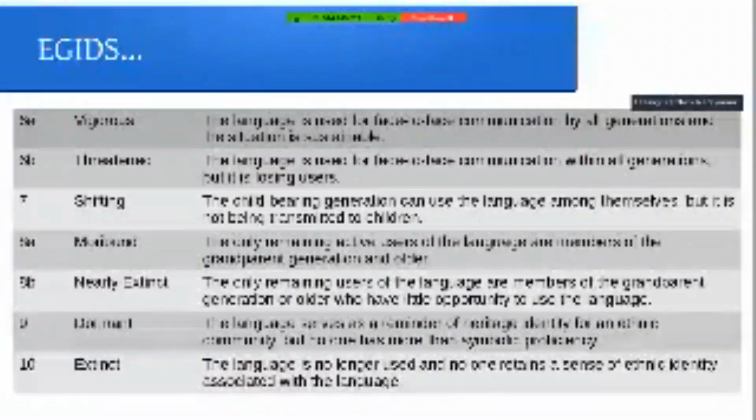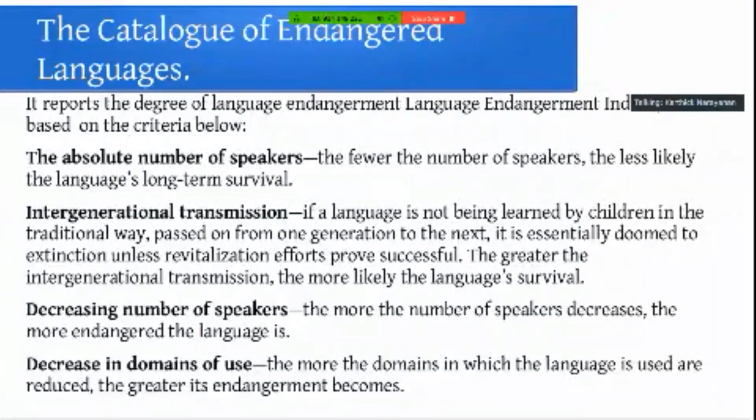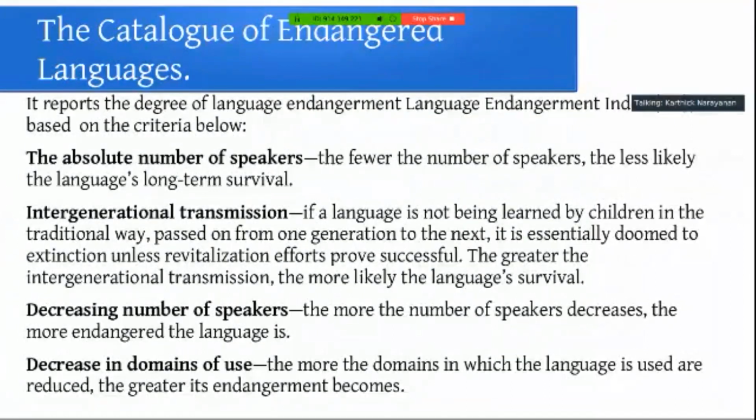Another scale that has recently come into a lot of use is the Catalogue of Endangered Languages. The Catalogue of Endangered Languages is a joint venture between the University of Hawaii and Google. They have a lot of languages listed in it, and you can simply see them when you Google endangered languages. This is a site that you will often land on today.